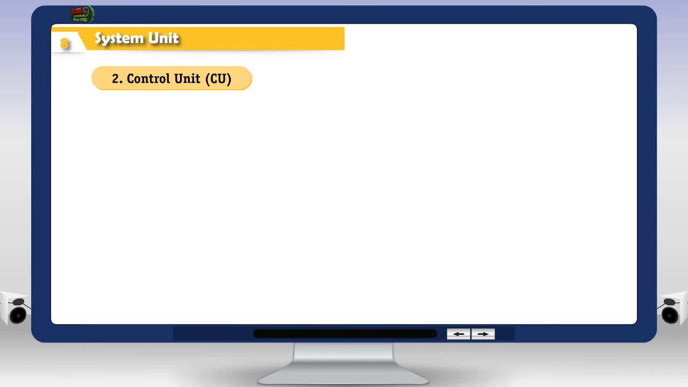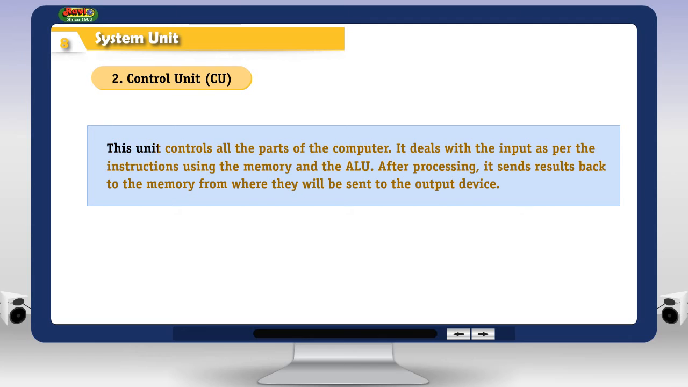2. Control Unit. This unit controls all the parts of the computer. It deals with the input as per the instructions using the memory and the ALU. After processing, it sends results back to the memory from where they will be sent to the output device.